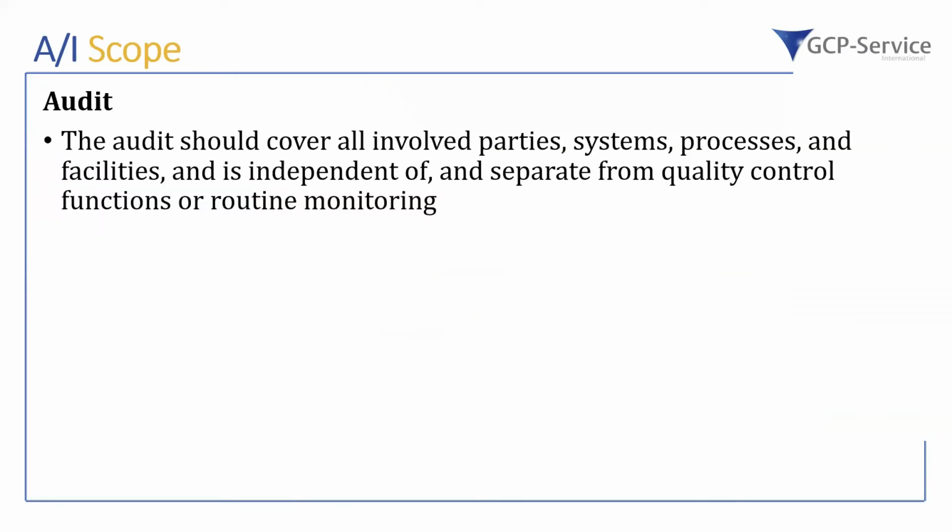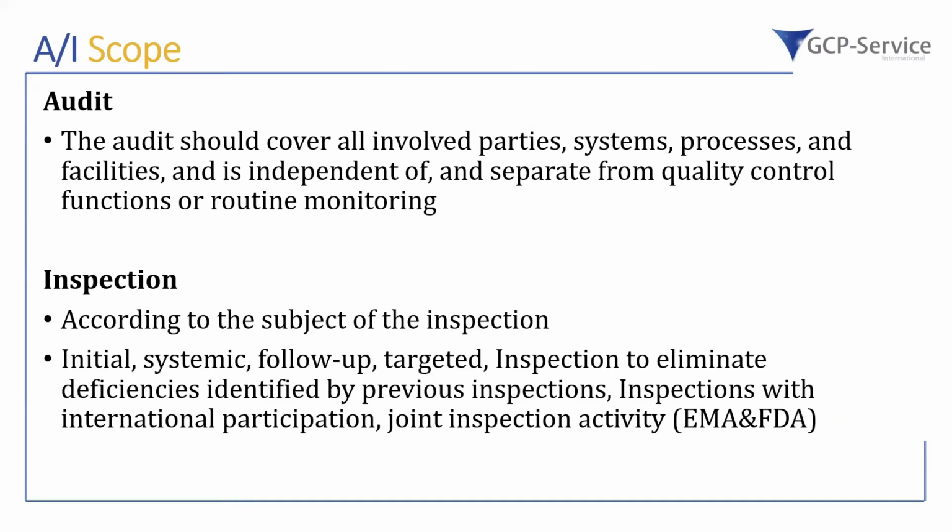So the audit scope may cover different topics depending on the type of the audit and the auditee. It should involve all responsible parties and the systems and processes or facilities, and should always be independent from the quality control activities or additional routine monitoring services.